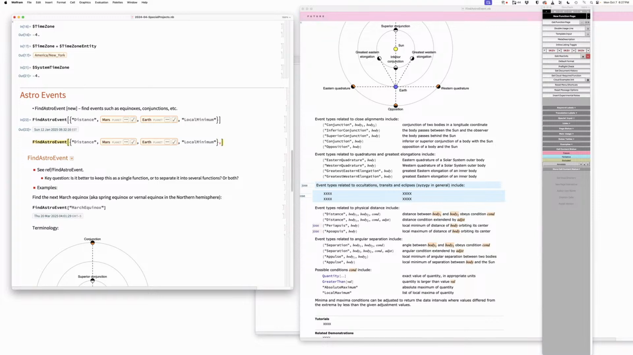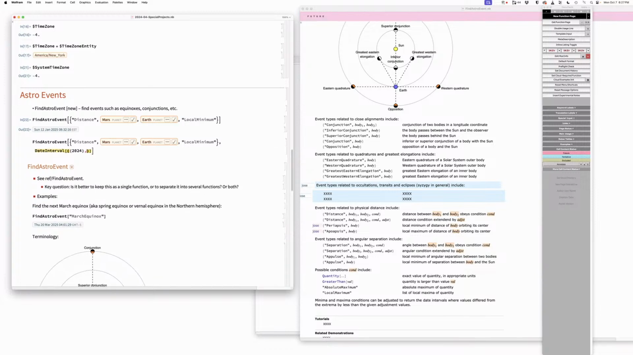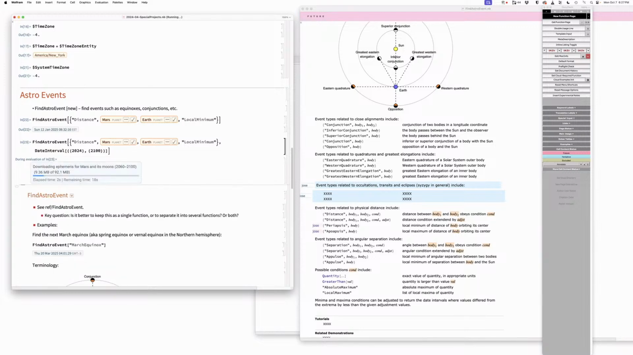So do date interval of... Can I just do a list here or not? Date interval of list 2024 to 2034, something like that. Yeah, another list, exactly. Yes, okay. It needs another file for the second half of the century.